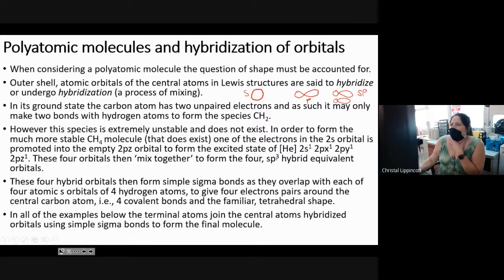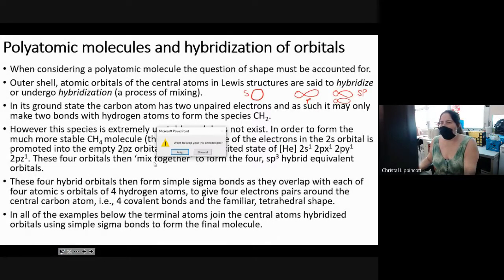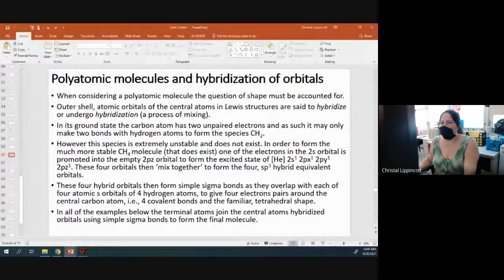When we talk about hybridization, do I have a spot here that I can write? Let me insert an extra slide here so I can talk.